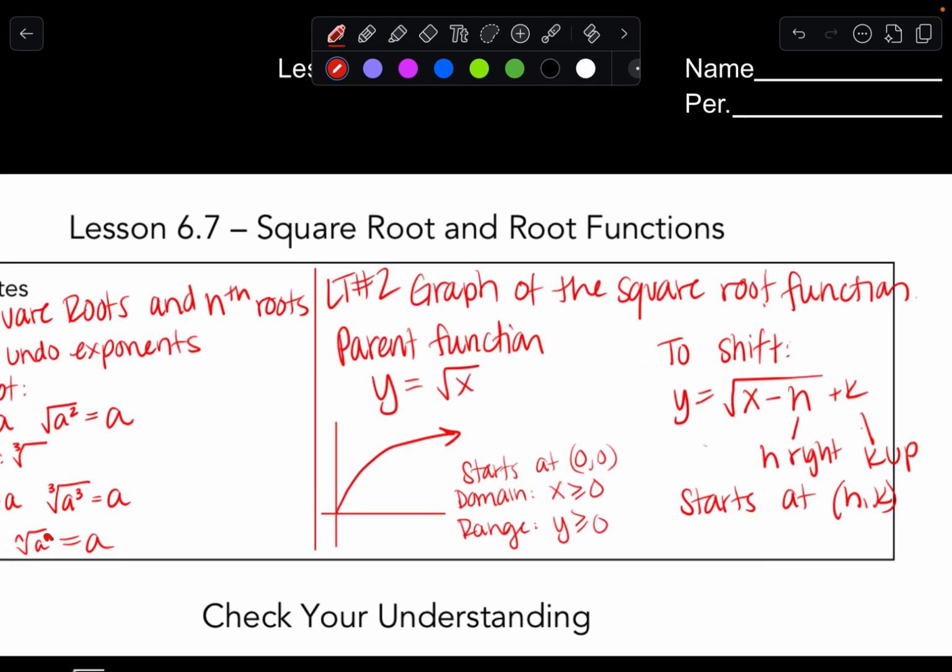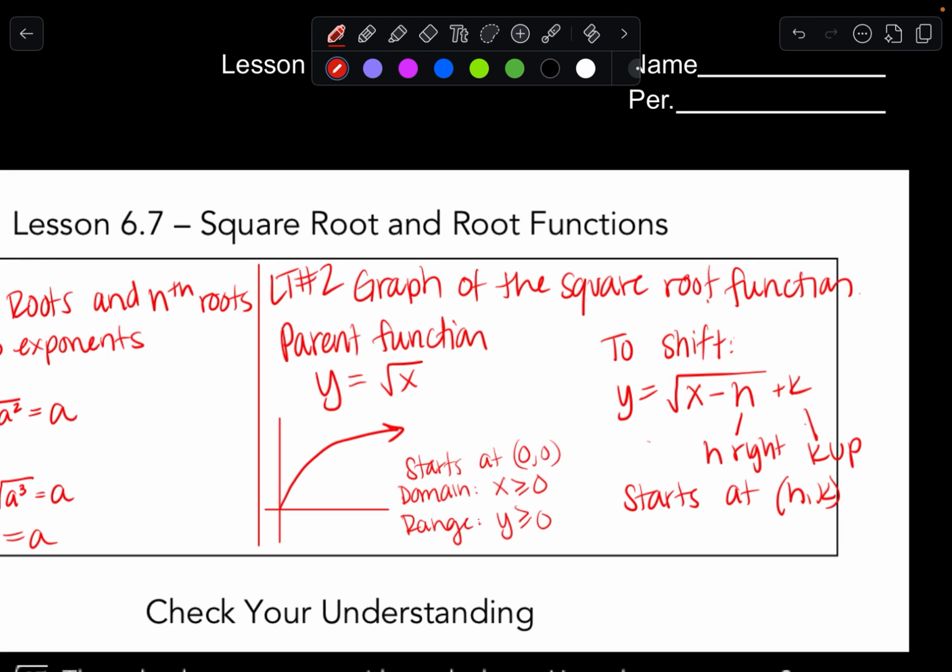Okay, the graph of the square root function. We're not going to look at the nth root. We're just going to look at the graph of the square root. It looks like this, just like we saw when we graphed the activity, right? It curves and flattens out as we go further out, but it's always going up. It starts at the origin, (0, 0). The domain is all x greater than or equal to 0, and the range is all y greater than or equal to 0. Okay? Notice, you will never have a negative underneath the radical.